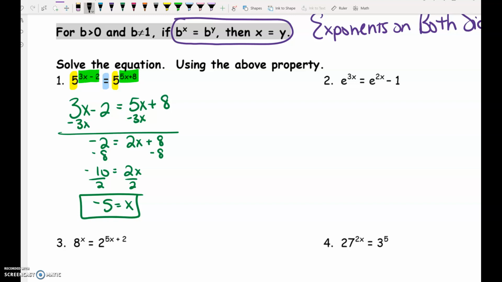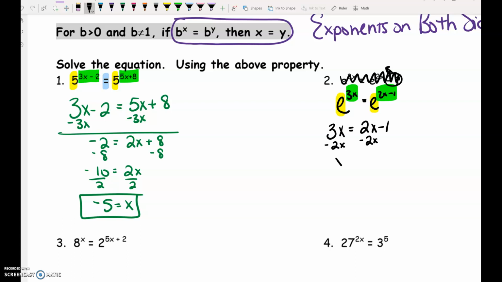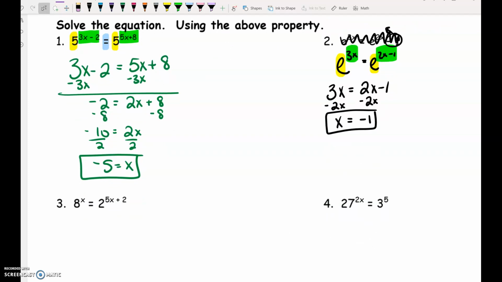Number 2, there's actually a typo here. This should say e to the 3x equals e to the 2x minus 1. That minus 1 is supposed to be up in the exponent. That's definitely a typo on my part. I'm sorry. So notice e and e are the same. So what has to be true about 3x and 2x minus 1? So pause the video, finish solving this. Okay, easy peasy.